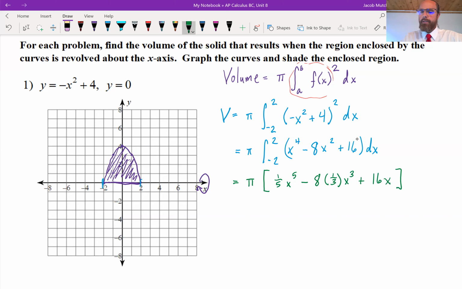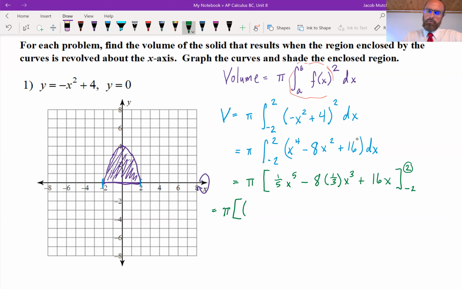And I want to evaluate according to the fundamental theorem of calculus from negative 2 to positive 2. So I do want to apply the fundamental theorem of calculus to evaluate this statement. So it's going to be pi times, I'm going to plug in 2 for x here, and we always start with that upper limit.